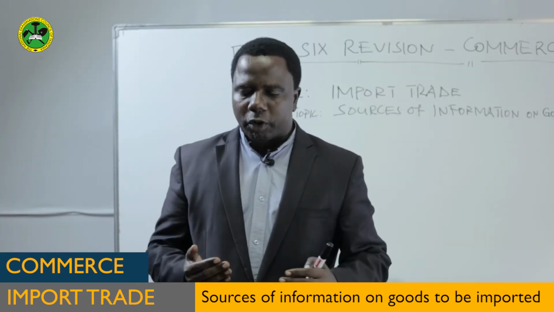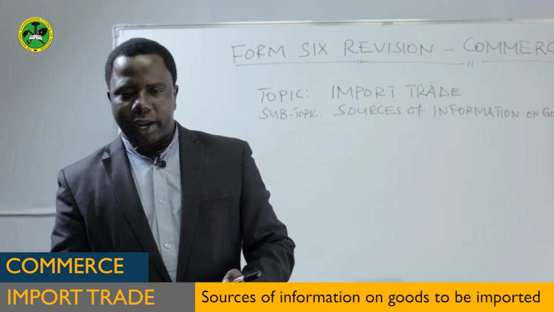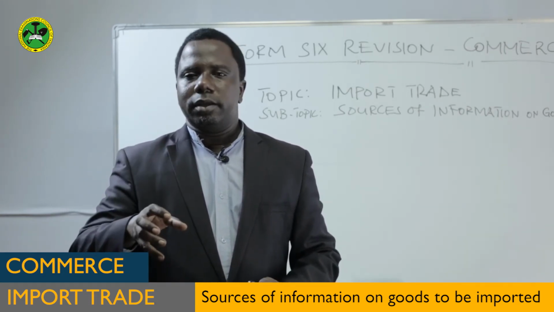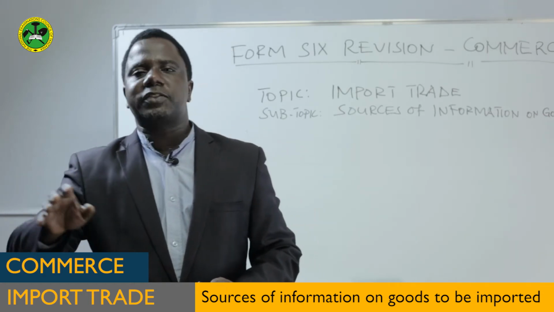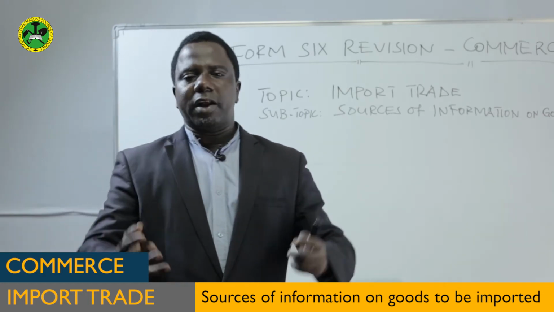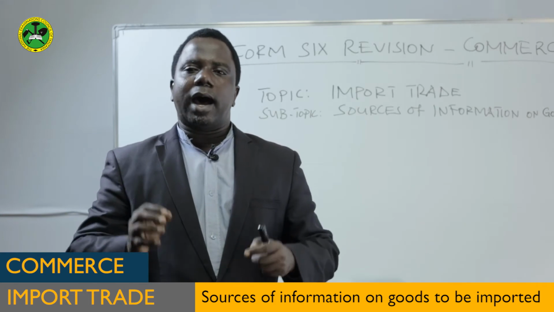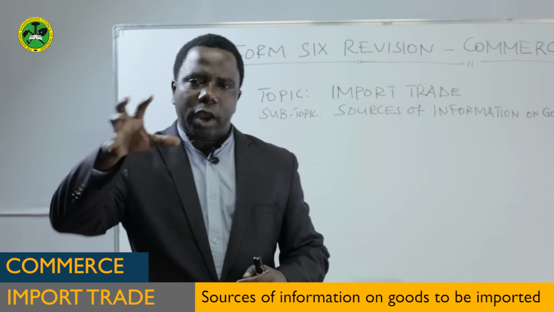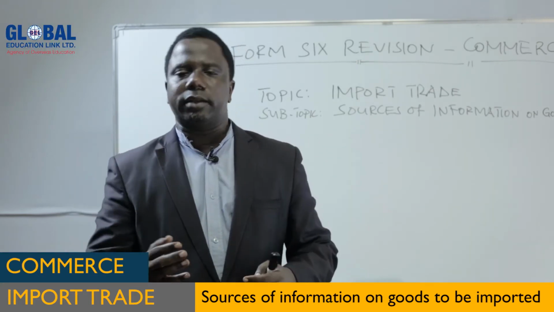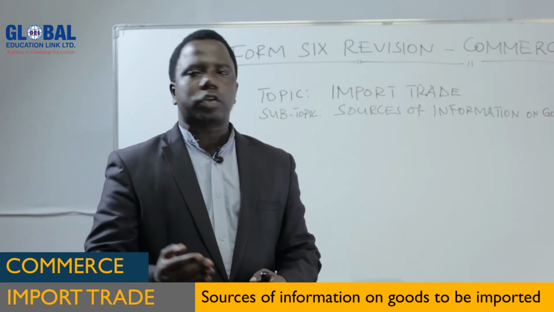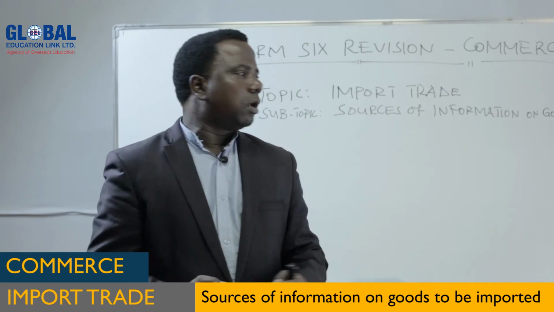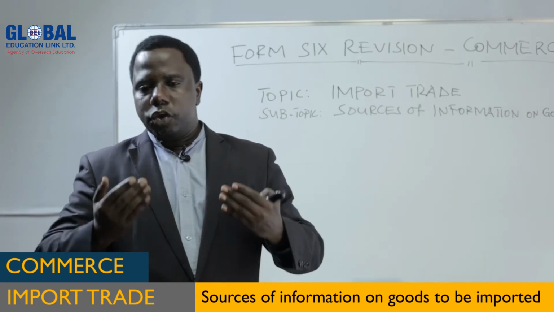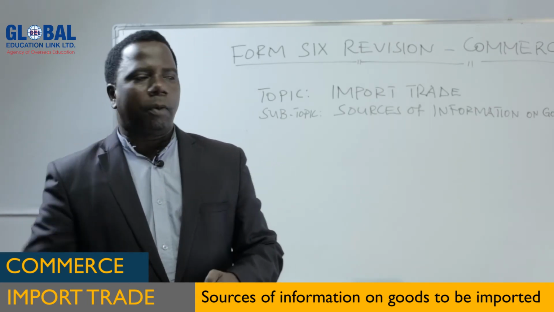Another source is visiting various websites as well as reading newspapers, journals, publications, etc. When you need to import from a certain country, you can get information on goods to be imported by visiting various websites. Different countries or companies expose their goods for sale on different websites. Also, you can read newspapers or journals, and from there you can get the information you need as an importer.